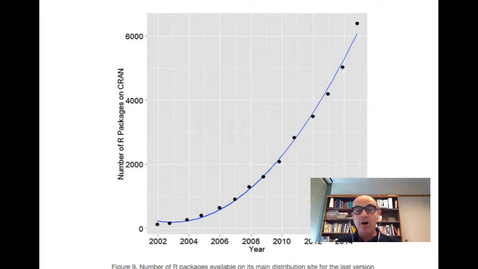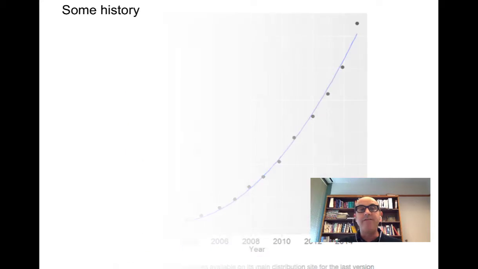So, an example of visualization that the R can do that other software cannot do. In this case, it's part of my book, and it shows the number of R packages from 2002 to 2014, and the number is growing very fast.